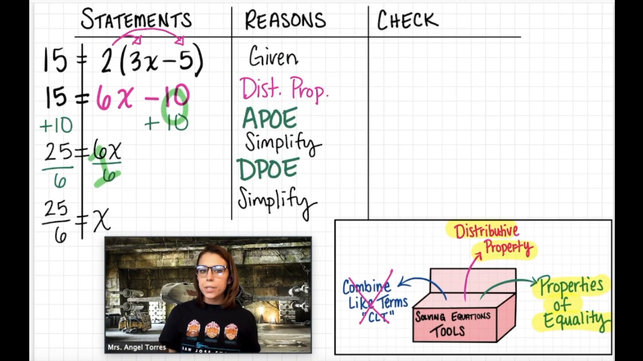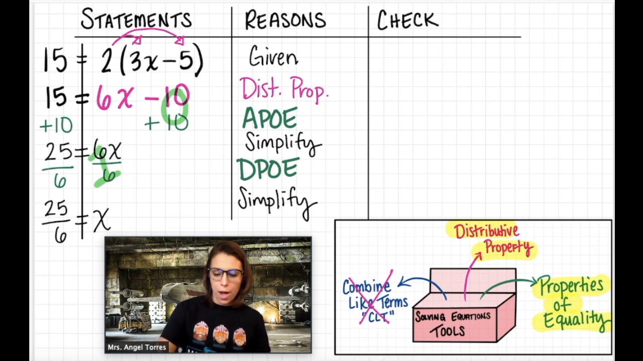Great, let's see how you did. So next I chose to use APO and create a zero term. That left me with the equation 25 equals 6x. I used DPO to create a big one, and I've got this nasty looking fraction that I get to check. Ooh, lucky me. So I'm going to go ahead and check that now.